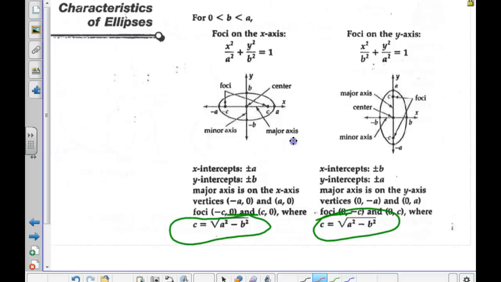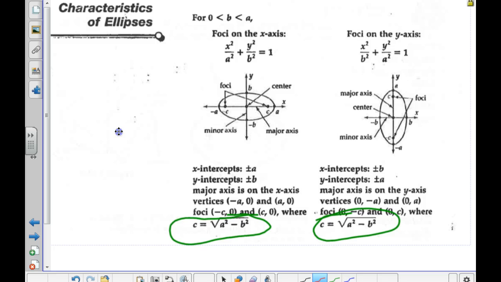Okay, on your orange sheet, do you see the lovely sticky note that I Xeroxed on there for you? That's where it says ellipses at the top of that page. It says characteristics of ellipses. Everybody find it? It's the one that has a sticky note on it. It should look like this on the board.